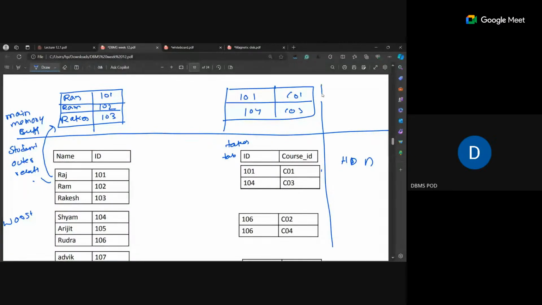Are you able to understand? Are you calling every tuple a block? No, these three tuples together form a block. We are assuming that a maximum of three tuples are stored in one block here, and here a maximum of two tuples can be stored in one block. So when we move this block to main memory, one block transfer is required, and here one more block transfer is required. Two block transfers are required, right?